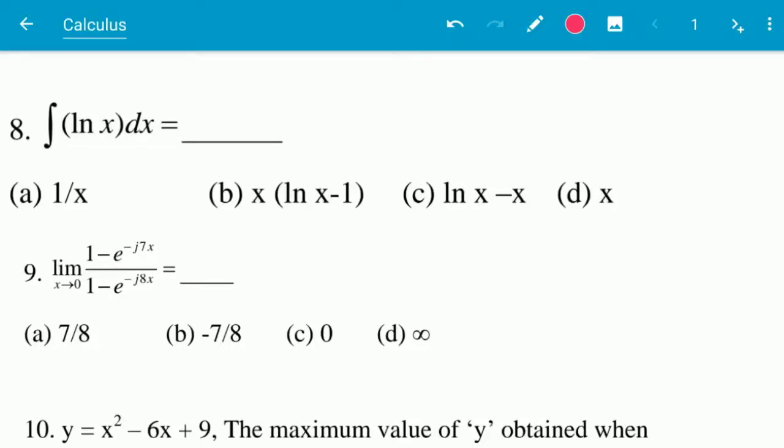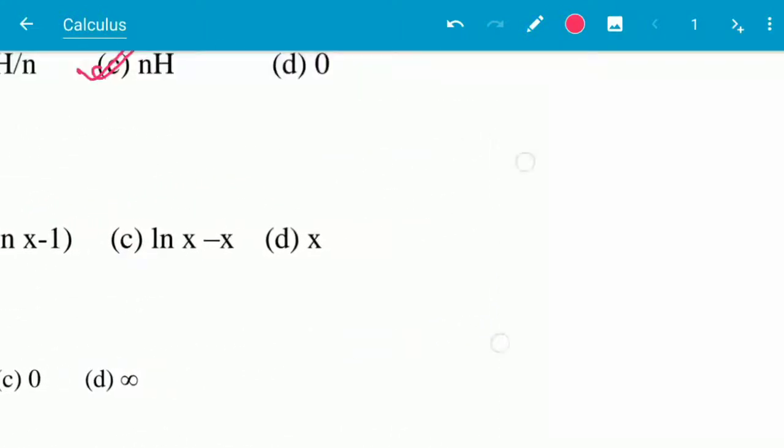Integration of ln x dx. This is also a formula. This is nothing but x(ln x minus 1). This is the answer. This can be proved in 1 minute.